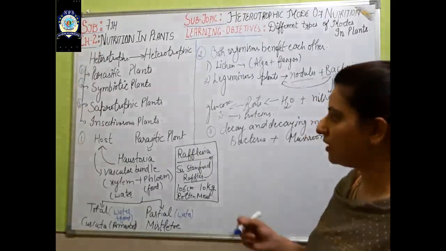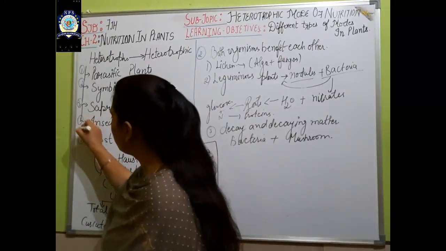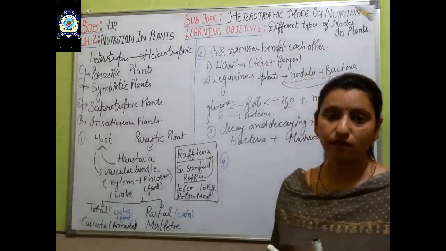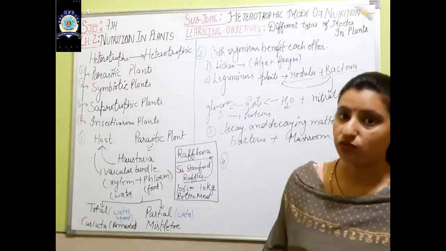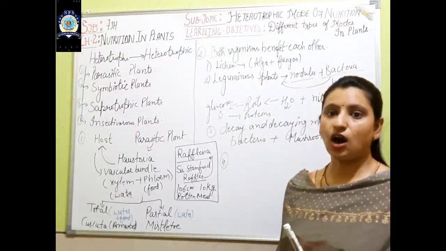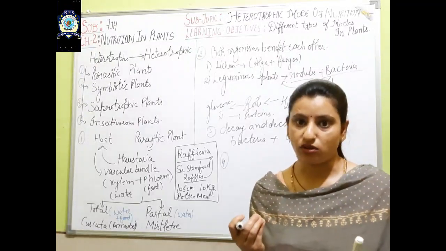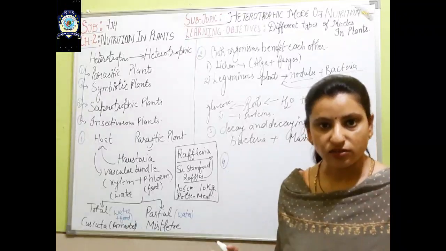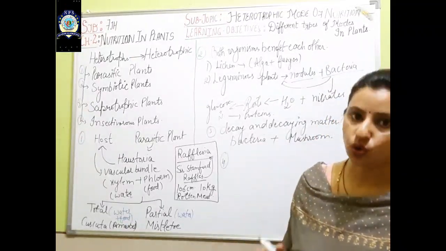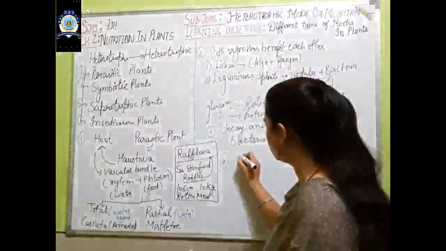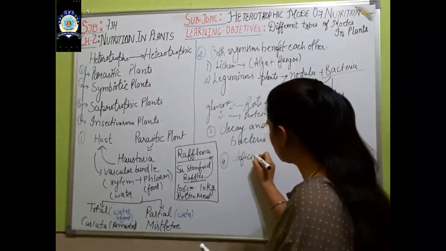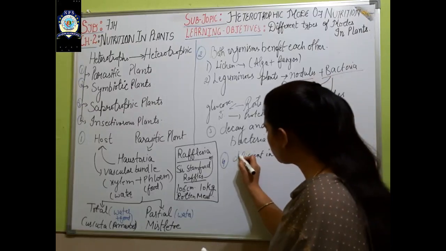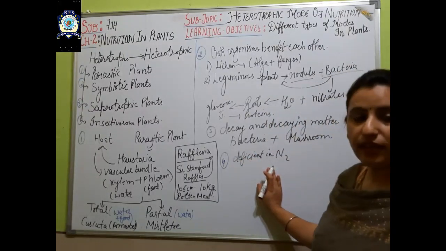Now the last one is the insectivorous plants. These plants are really very amazing. Why? Because they eat insects. It's very unnatural, how can a plant eat an insect, because it doesn't have a mouth. But these insectivorous plants are green plants, but they grow in such soil which is deficient in nitrogen, and if a soil is deficient in nitrogen, then what happens?